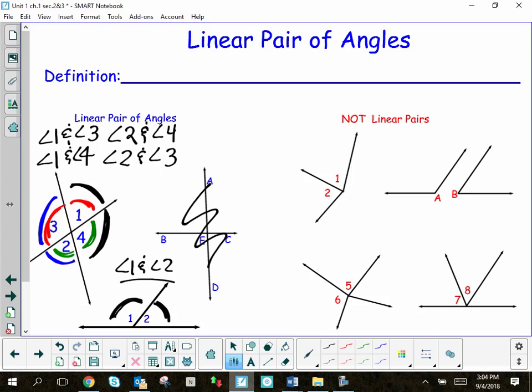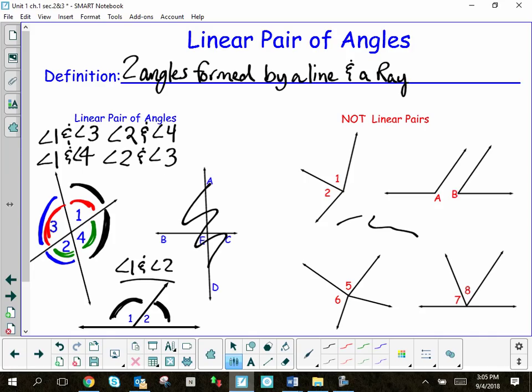Alright, so those are all linear pairs and all of these over here are not. Okay, here's the best definition that we can come up with. Two angles formed by a line and a ray. So two angles formed by a line and a ray. Think back to what a ray is. A line and a ray.